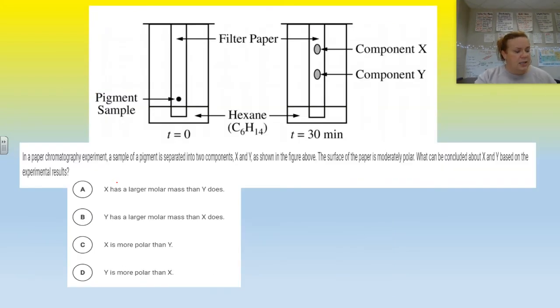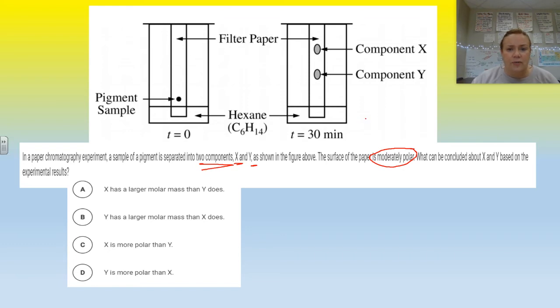All right, let's take a look at this one here. In a paper chromatography experiment, we have a sample of pigment separated into two components, X and Y. The surface of the paper is moderately polar, so that's important to know. What can be concluded about X and Y based on the experimental results?